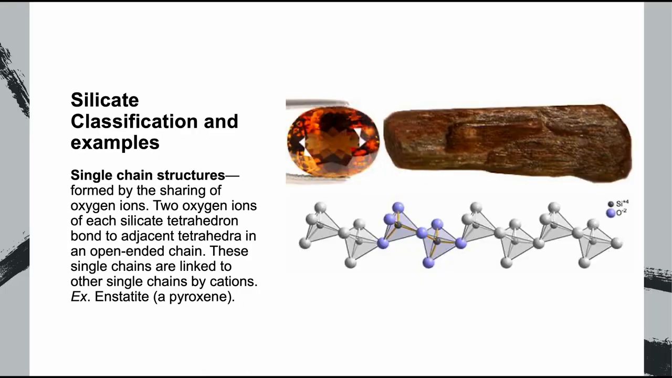Single chain structures are formed by the sharing of oxygen ions. Two oxygen ions in each silicate tetrahedra bond to adjacent tetrahedra in an open-ended chain. Goes on forever. These single chains are linked to other single chains by cations. And our example here is the mineral enstatite, a fairly common pyroxene. And sometimes this can be used as a gemstone. Not very often.